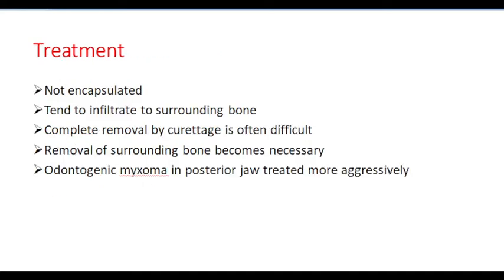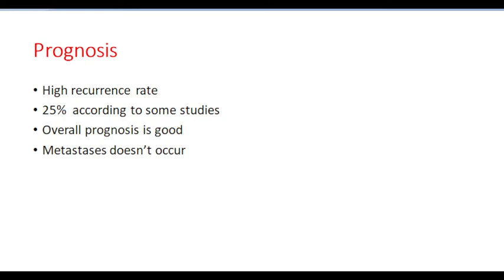As odontogenic myxomas are not encapsulated, they tend to infiltrate the surrounding bone. Complete removal by curettage is often difficult, so there is a need to remove surrounding bone. Odontogenic myxomas in the posterior jaw, particularly maxillary odontogenic myxomas, are treated more aggressively. Although the prognosis is good, there are chances of high recurrence, and according to some studies, the recurrence can be as high as 25%. As it is a benign tumor, metastasis doesn't occur.